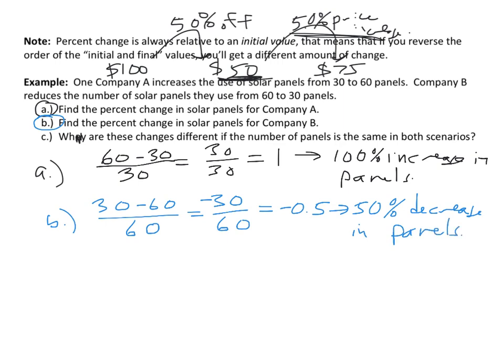And the answer for part C, why are these changes different? Why are the percent changes different if the number of panels is the same? Remember that the first one was talking about percent change relative to the 30 that they started with. They doubled the amount they had, and they had a 100% increase based on that, whereas the other one was based on the starting value of 60, which means really it's only a 50% decrease because they had started with more of those things. So I hope that distinction makes sense. I just wanted to make sure that it was clear to you why those two values are different.